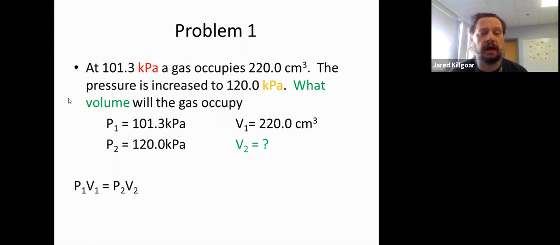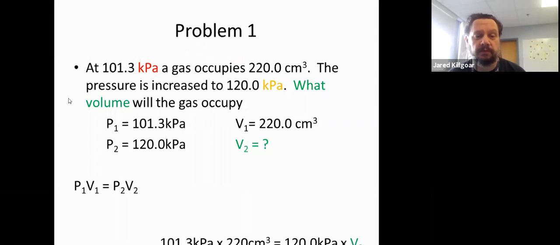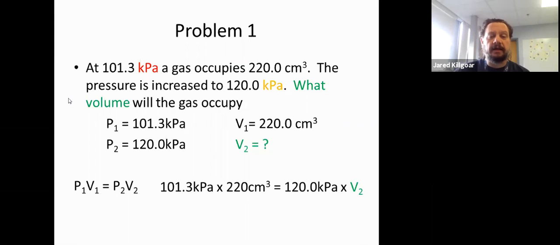Here we have Boyle's Law. The product of the initial conditions is going to be equal to the product of the final conditions. It's an inverse relationship. So I'm going to have to take my pressure one multiplied by my volume one and set that equal to my pressure two and volume two. So I set up the equation right here. 101.3 kPa times 220 centimeters cubed is equal to 120 kPa times my final volume. And that's what I want to solve for.